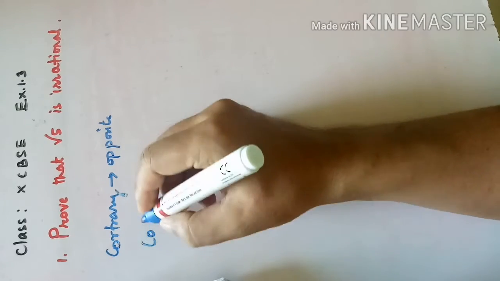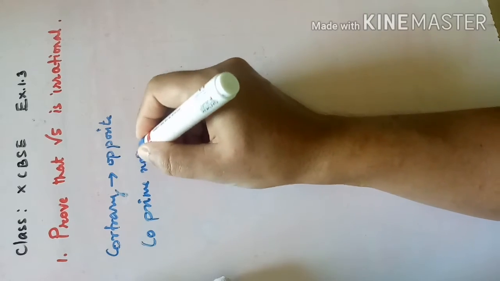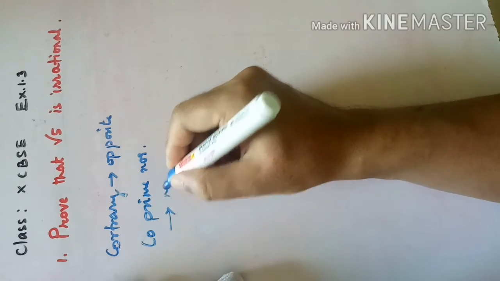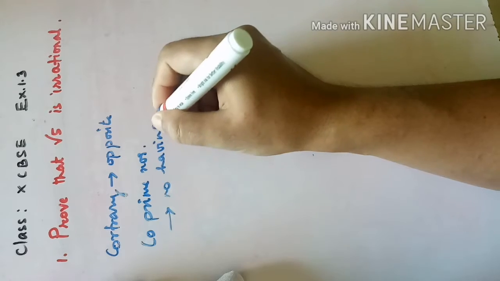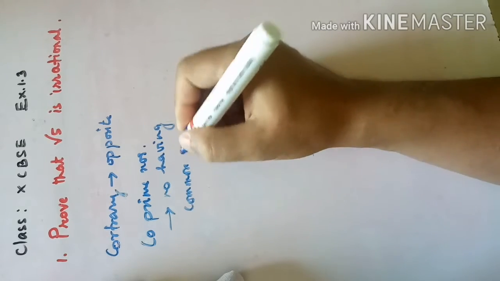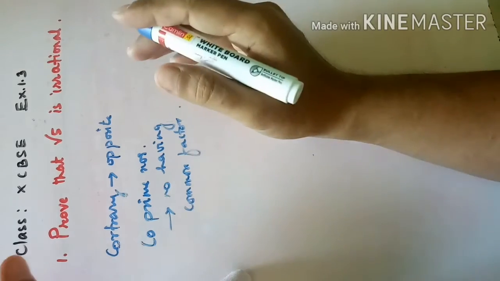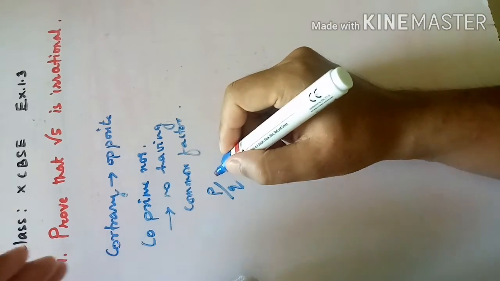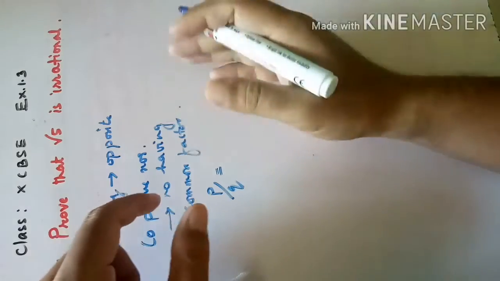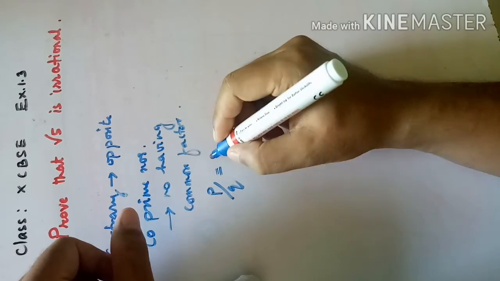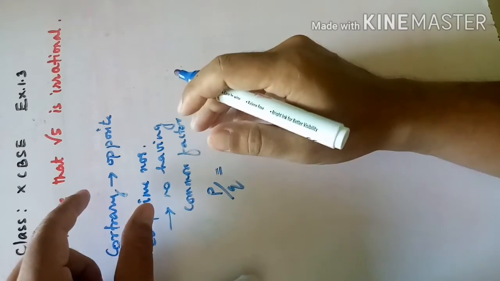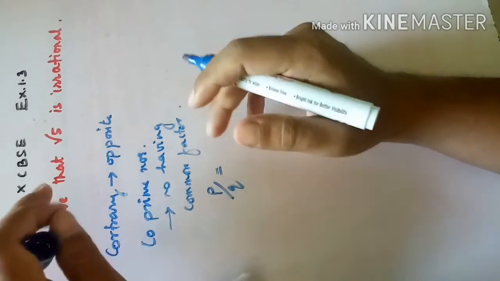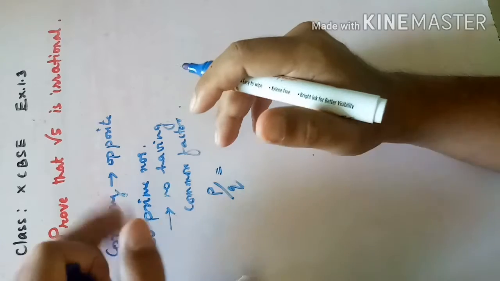Next, co-prime numbers. Co-prime numbers means two numbers that do not have any common factor. Any rational number, we should write in the standard form. It should not have any common factor. p and q should be co-prime numbers and q should not be 0. That is called the standard form of a rational number, and also the denominator should be positive all the time.